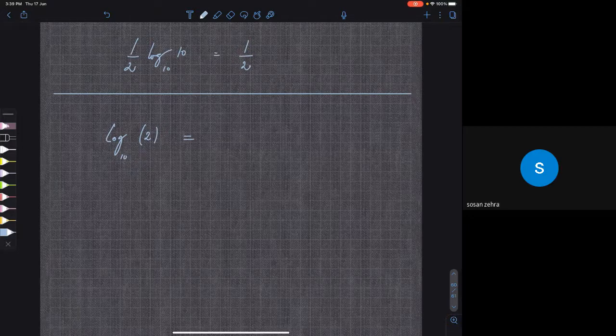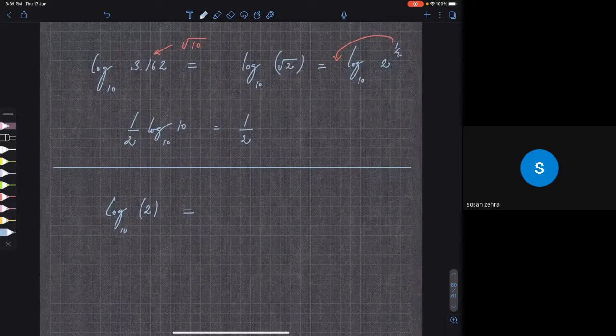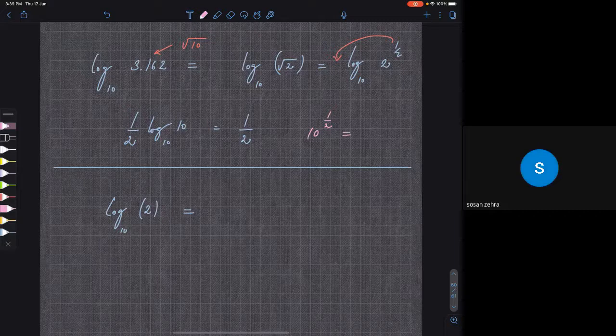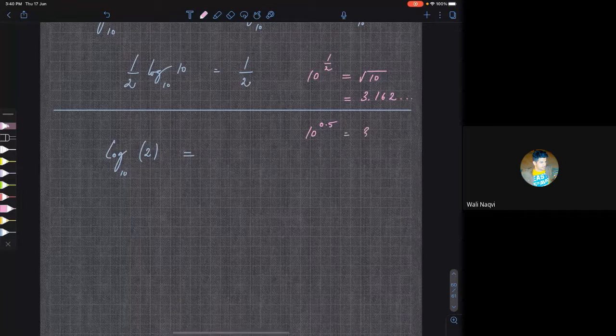See, what is 10 power half? Root 10, sir. Which is how much? 3.162. Fine. Now 10 power half or 10 power 0.5, I'm writing it here. 10 power 0.5 is 3.162. So 10 power what will be 2? Can you guess?